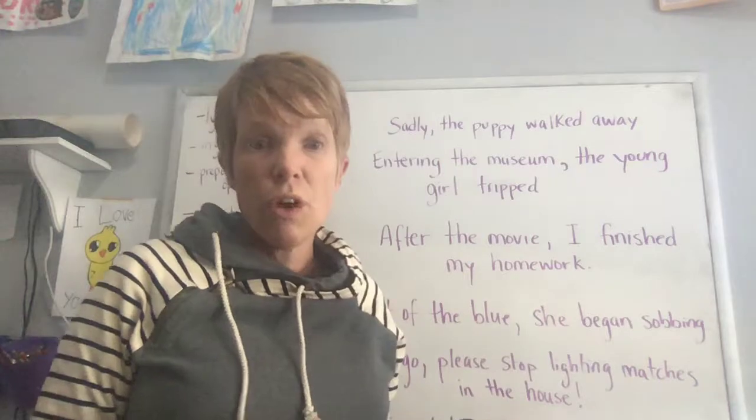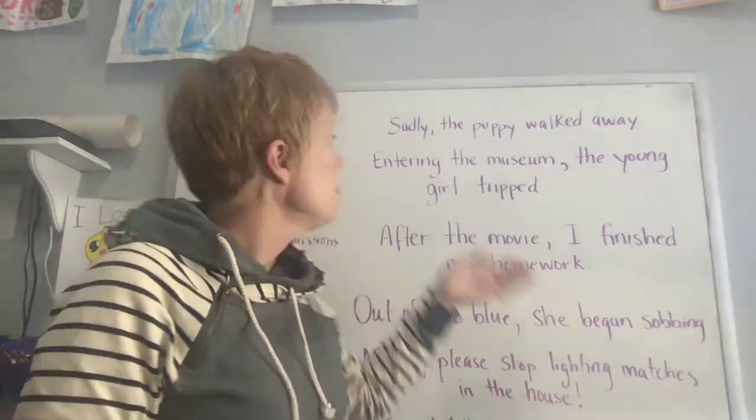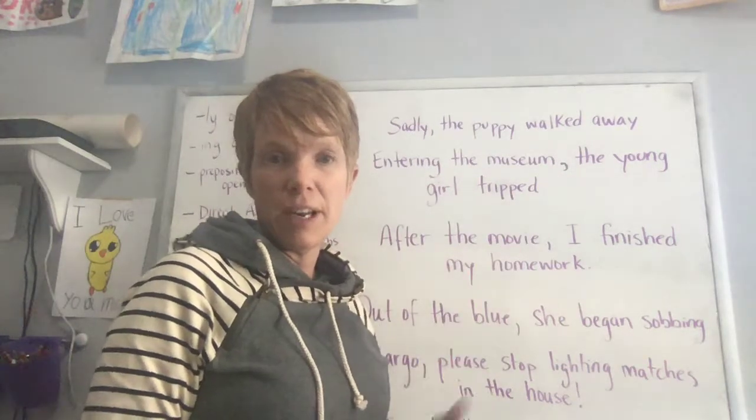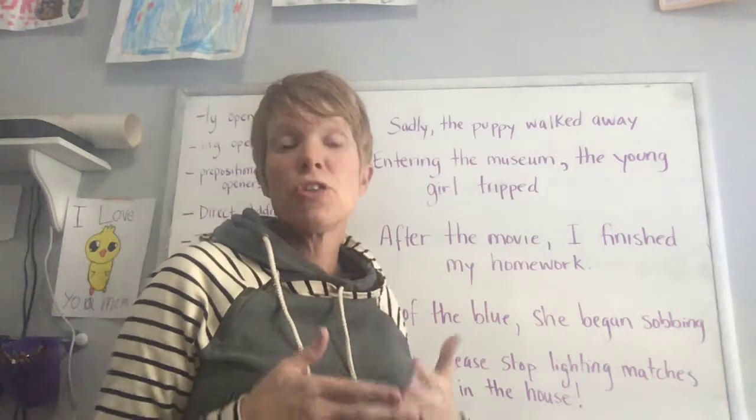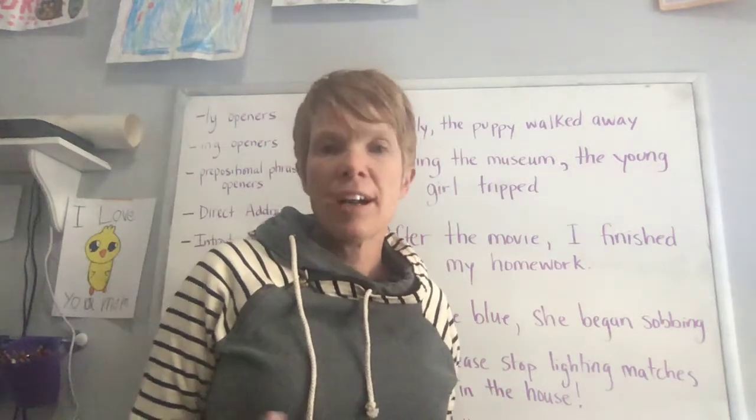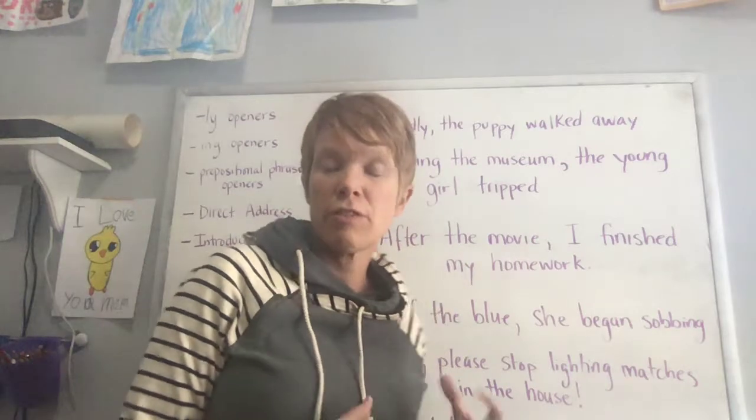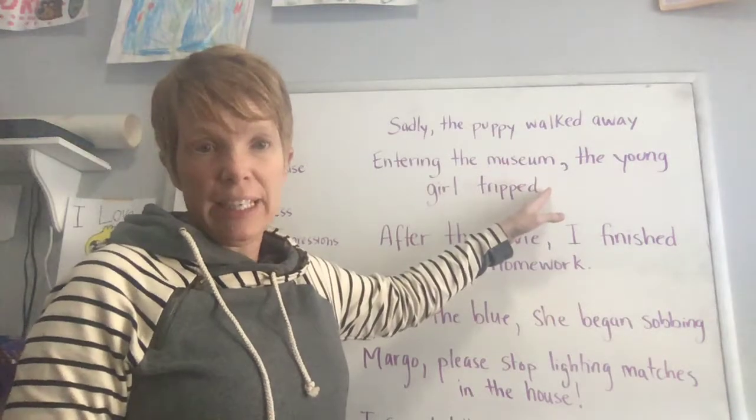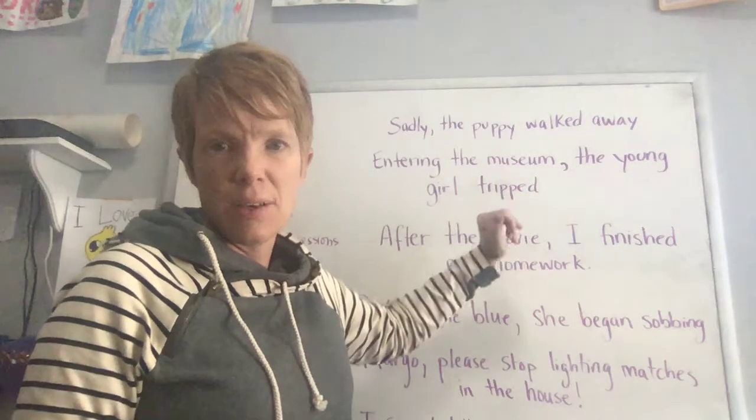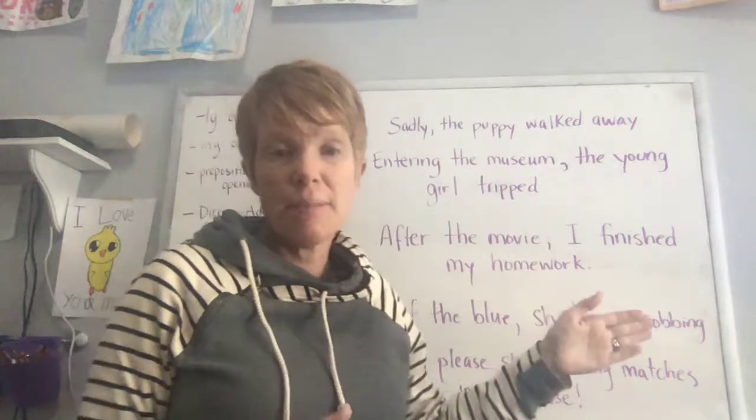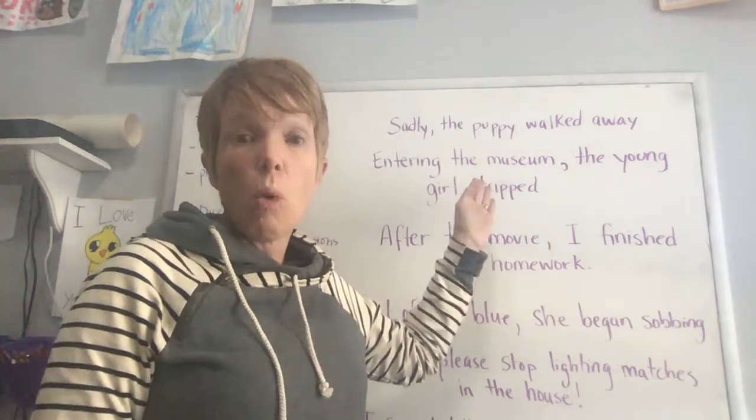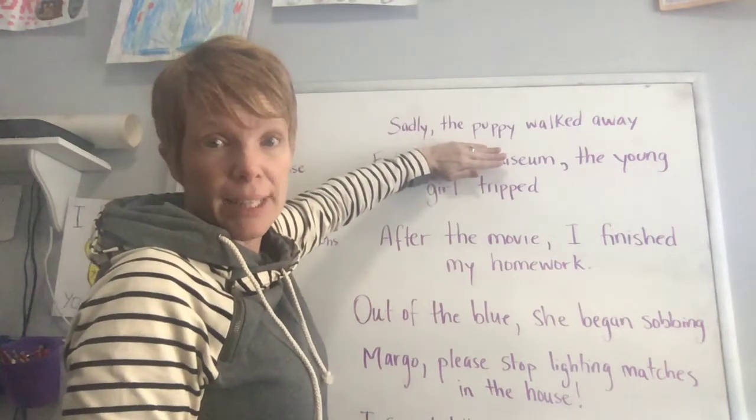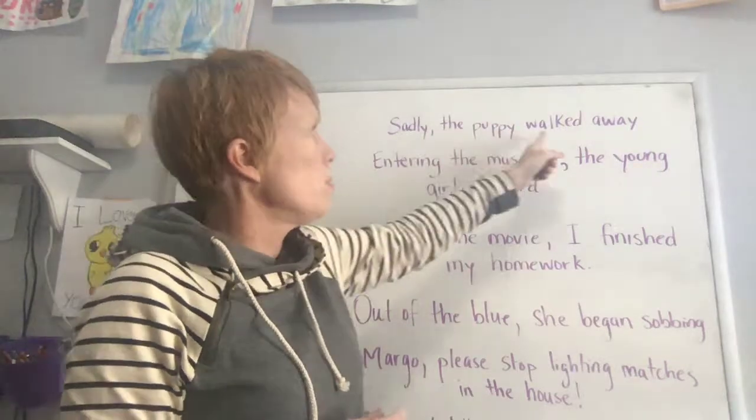Okay, the same is true for the ing opener. Okay, entering the museum, comma, the young girl tripped. All right, swimming under the dock, comma, the duck got stuck. Okay, so it's a phrase that has an ing word. It will need a comma before the rest of the sentence. Okay. Normally, you can check to make sure that these work by just simply removing the part that's separated by the comma, and you should still have a complete sentence. The young girl tripped, the puppy walked away.